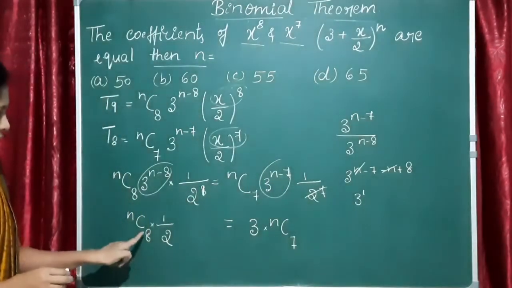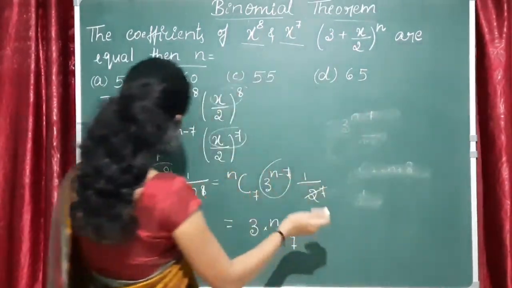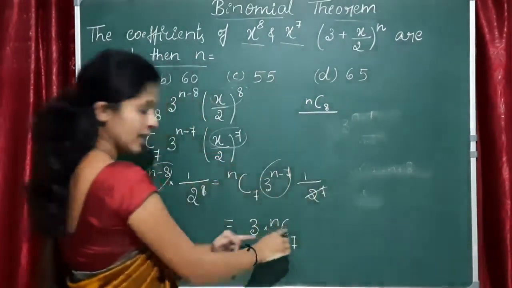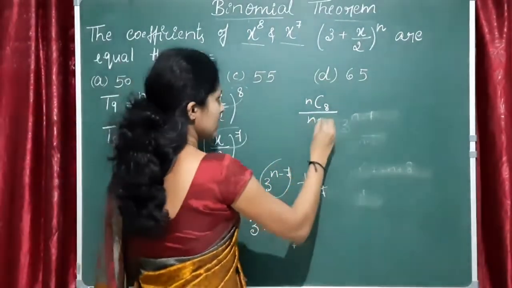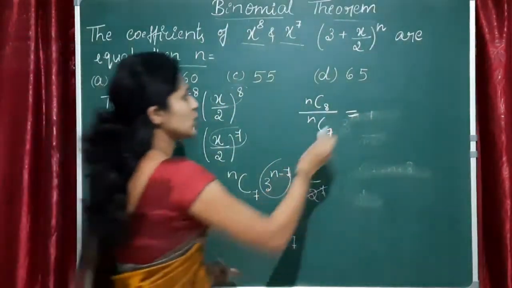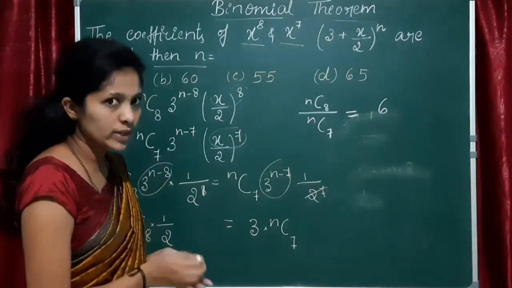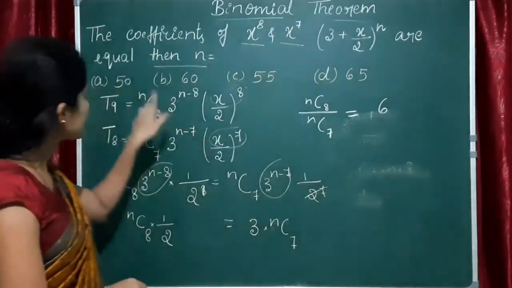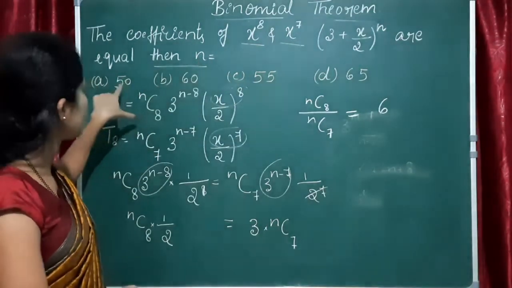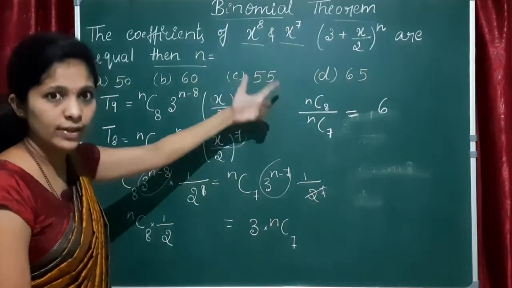Yes. We need the value of n. So this can be written as nC8 divided by nC7 is equal to, when this goes here, 3 into 2 will be 6. Now it is just simplification. Either you can go with the simplification, or you can substitute the options because the value of n is given. Check whether n equal to 50 is possible, or n equal to 60, or n equal to 55. Like that you can check.